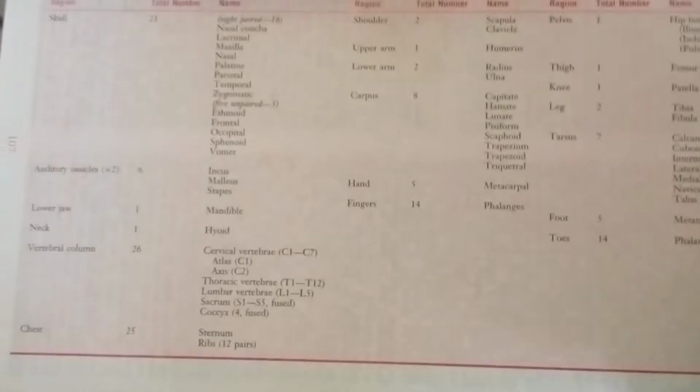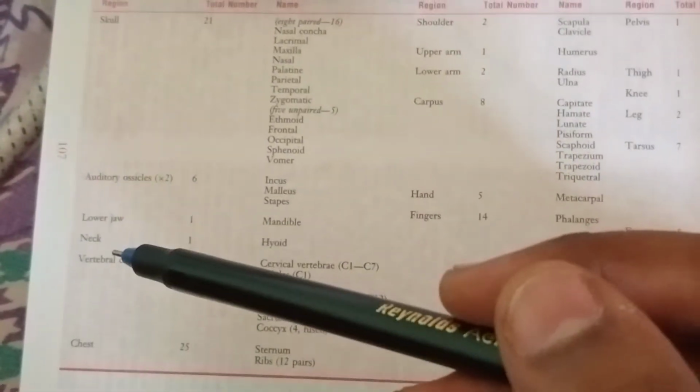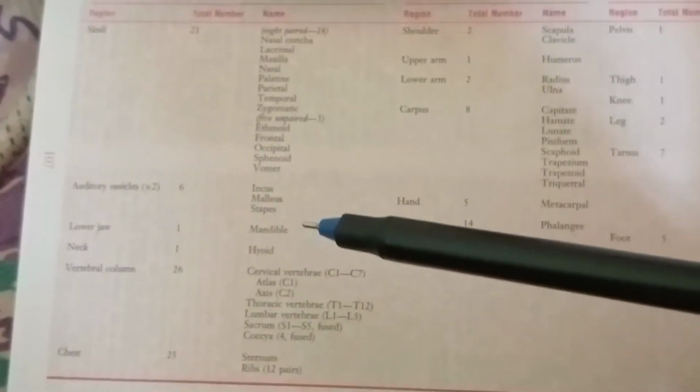Now coming to the next category. Here are the bone categories that I have been writing from this book, Dorland's Medical Dictionary. The neck has only one bone, that is the hyoid bone. So this is the neck bone.